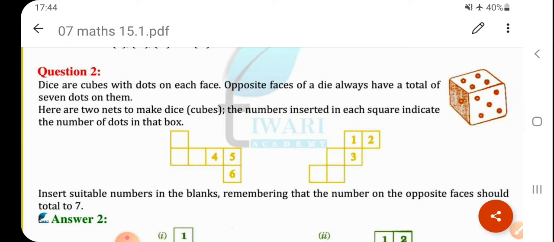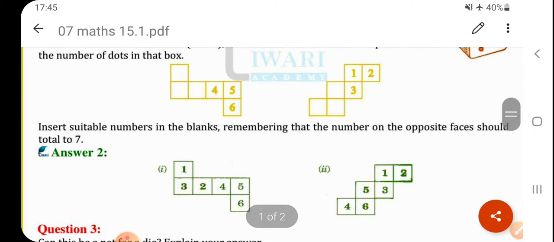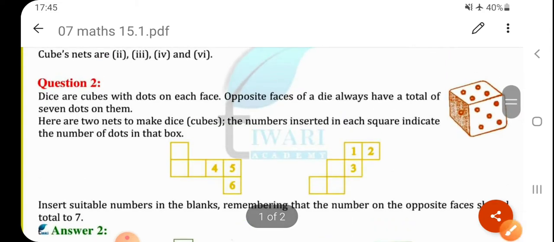Then question number 2. Dice are cubes with dots on each face. Opposite faces of a die always have a total of 7 dots on them. Here are 2 nets to make cubes. The numbers inserted in each square indicate the number of dots in that box. Insert suitable numbers in the blanks, remembering that the number on the opposite faces should be 7.